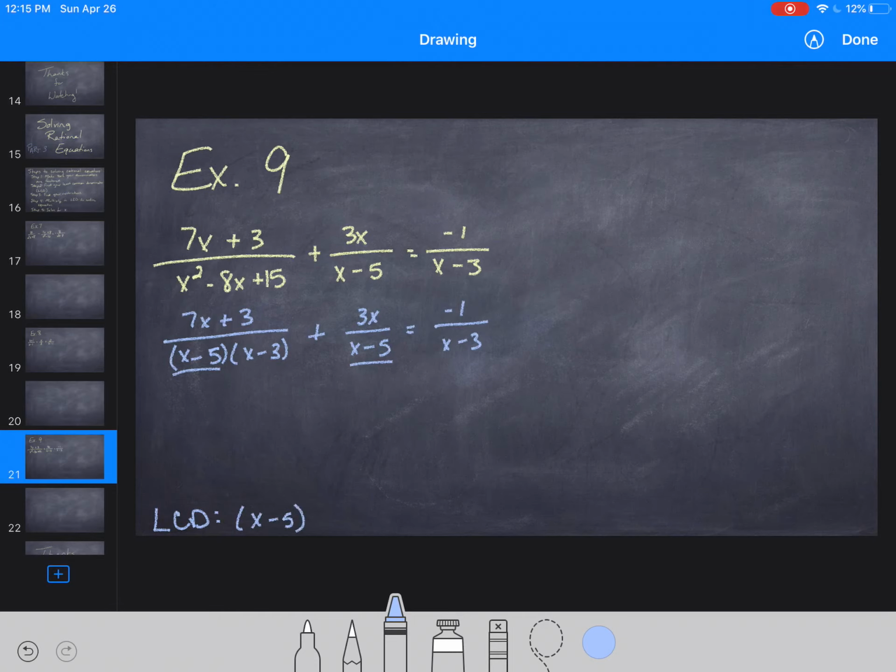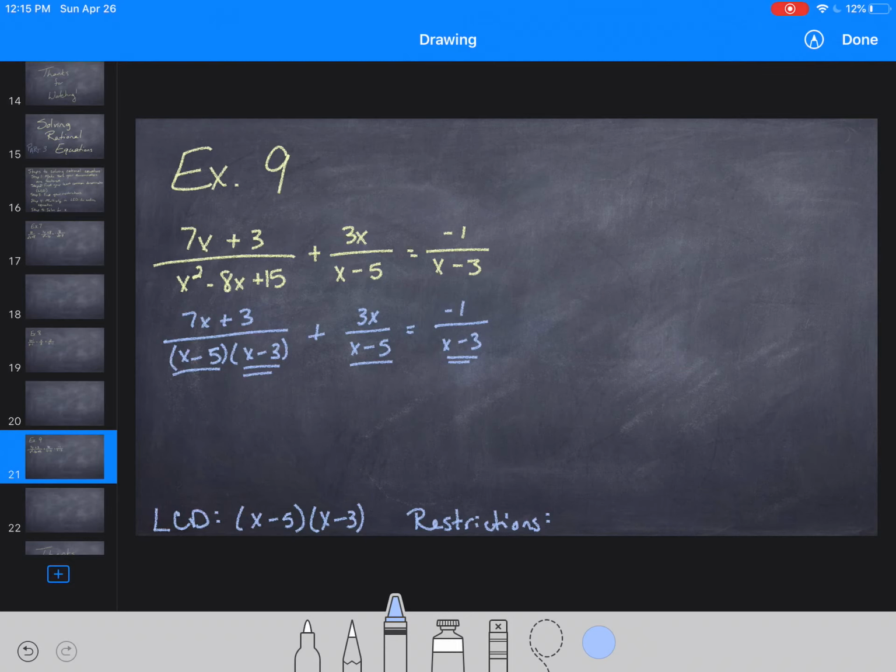My least common denominator must include every factor in my denominator. So I have an x minus 5 in my first fraction and I have an x minus 5 in my second fraction. I must include x minus 5 in my least common denominator. I have an x minus 3 in my first fraction and I have an x minus 3 in my third fraction, so I must also include my x minus 3 in my least common denominator.